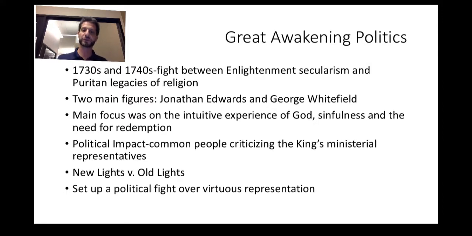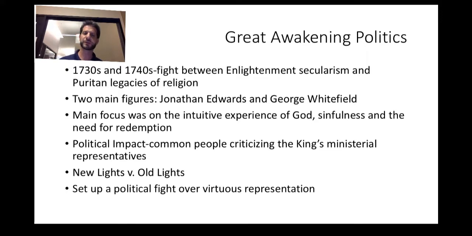So that leads up to the 1730s and 1740s, and this is where we really start to see the social equality take off in what was known as the Great Awakening politics. So in the 1730s and 1740s, there was a fight between Enlightenment ideas, or secularism, and Puritan legacies of religion. Now, the Puritans are gone. They are no longer a part of what's going on, but their beliefs are still around. And as Enlightenment ideas start to filter in, especially the idea of deism, the idea that we can know there was a God, but that God kind of left a long time ago and then put the laws of nature into effect, and we just study those laws of nature.